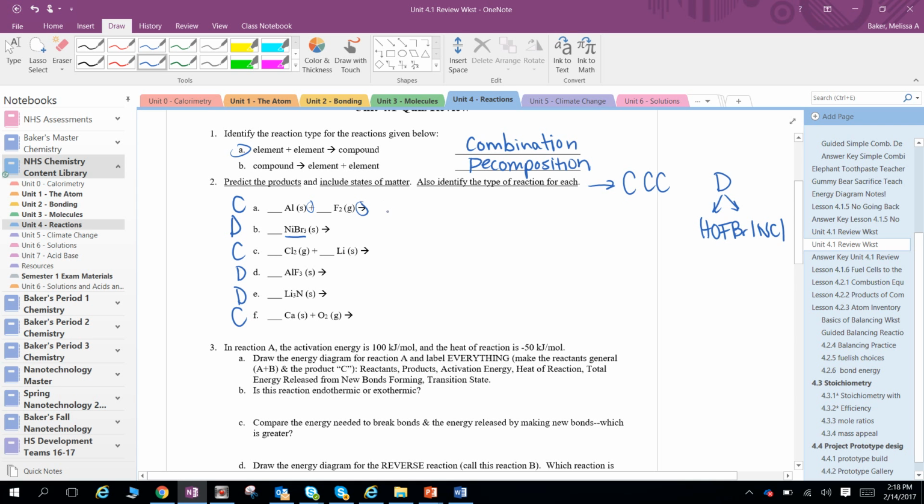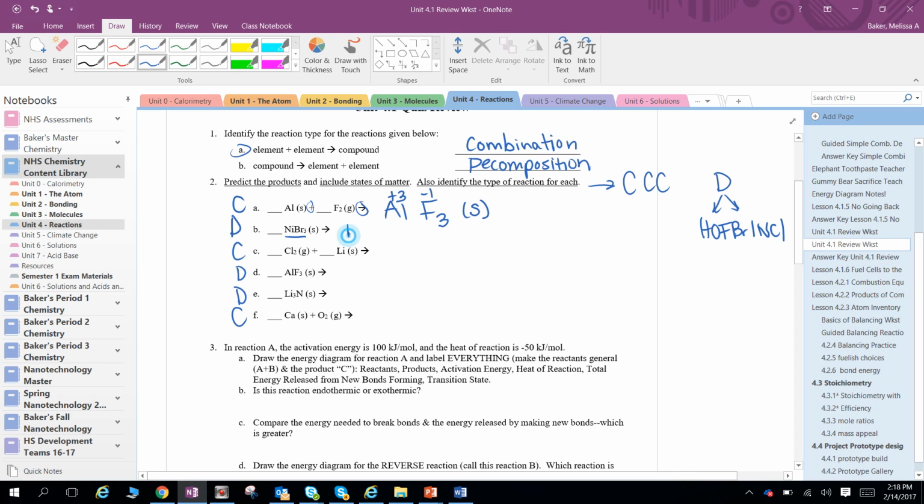So since number 1, or letter A, is a combination reaction, that means we're going to crisscross the charges. Aluminum has a +3, fluorine has a -1, so this becomes AlF3. The state of matter for an ionic salt would be a solid.